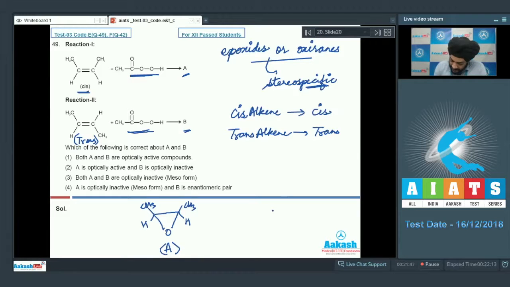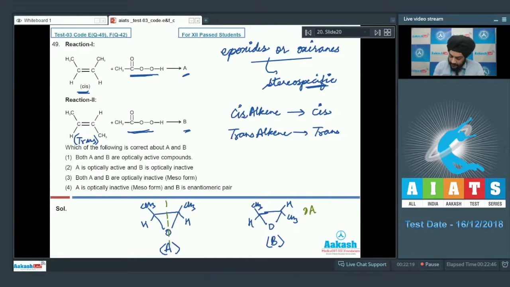And if you look at product B, product B was originally a trans molecule, and it is also going to lead to the formation of a trans oxirane, in which the methyl groups are anti to each other or trans to each other. So students, if we look at the optical activity of A and B, as the examiner is interested in that, we can clearly see that the structure given in A has a plane of symmetry, whereas the structure given in B does not have a plane of symmetry.